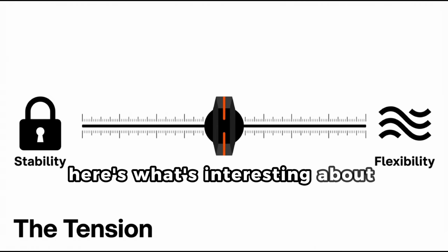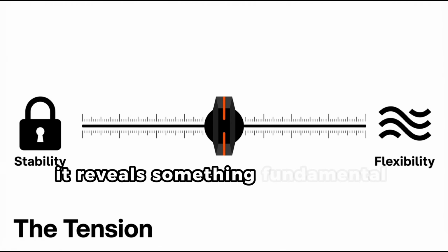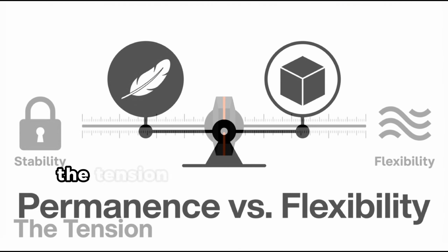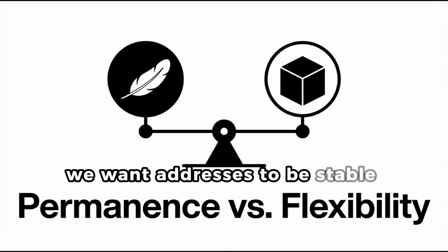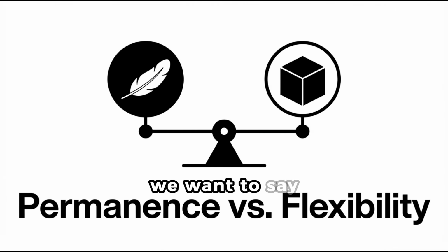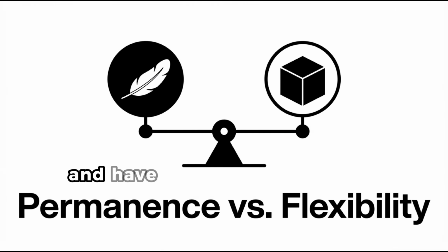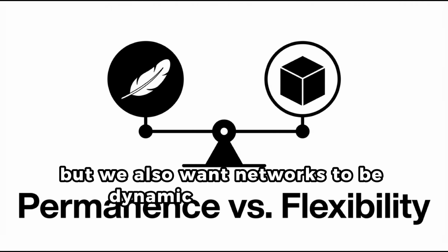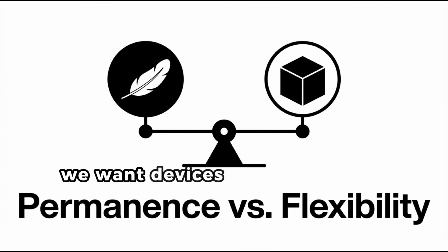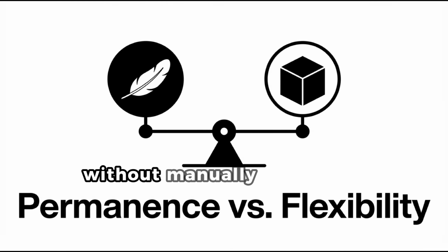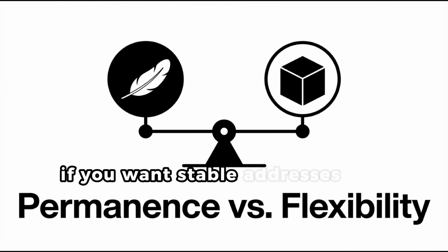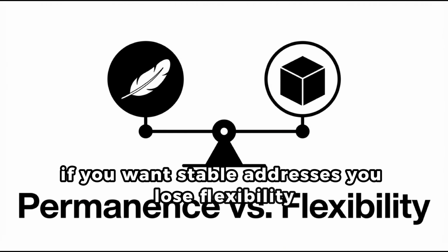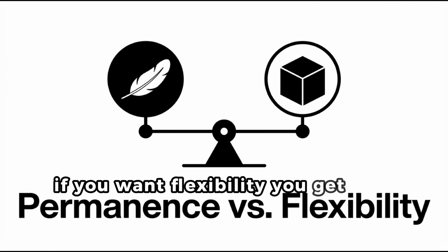Here's what's interesting about address drift. It reveals something fundamental about networking: the tension between permanence and flexibility. We want addresses to be stable identifiers. We want to say, this is my device, and have that mean something consistent. But we also want networks to be dynamic and adaptable. We want devices to come and go freely without manually managing everything. You can't have both perfectly. If you want stable addresses, you lose flexibility. If you want flexibility, you get drift.